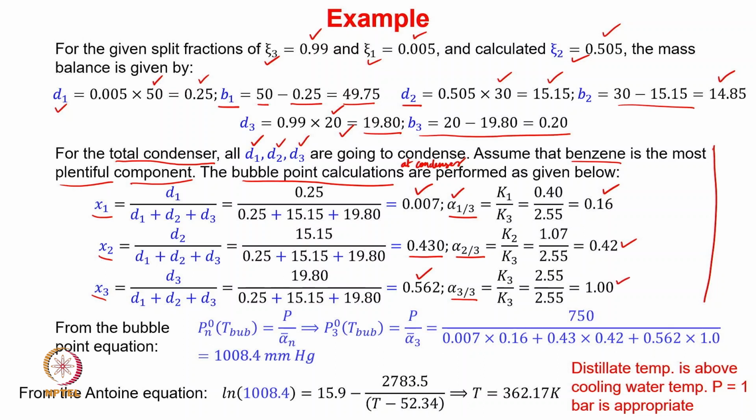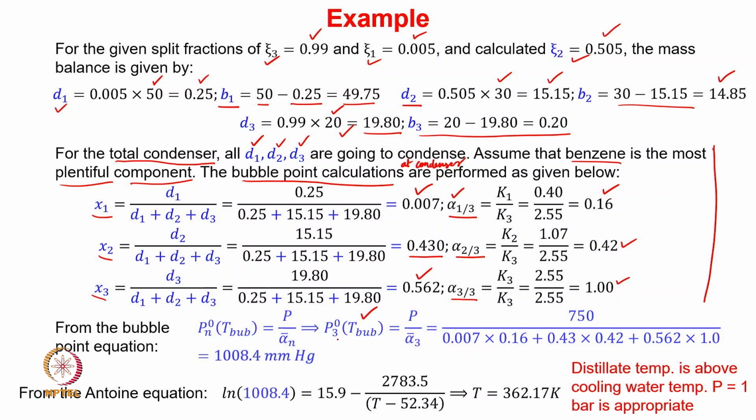So once we have obtained the relative volatility with respect to the abundantly available component, then we can find out the average values of relative volatility. So the average values of the relative volatility with respect to the mole fractions we can obtain. So alpha bar we can obtain, and P divided by alpha bar is going to give us the bubble point pressure. Okay, the vapor pressure at the bubble point, that is what we are going to get.